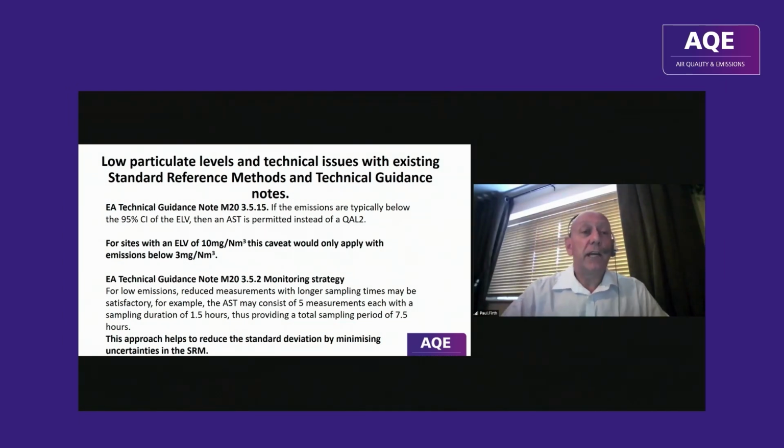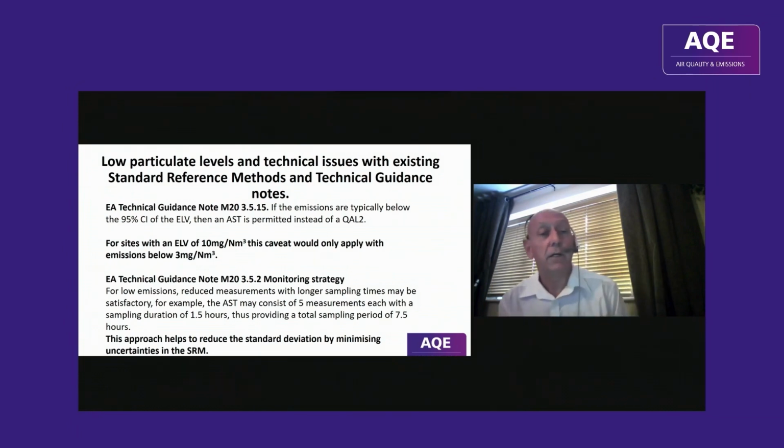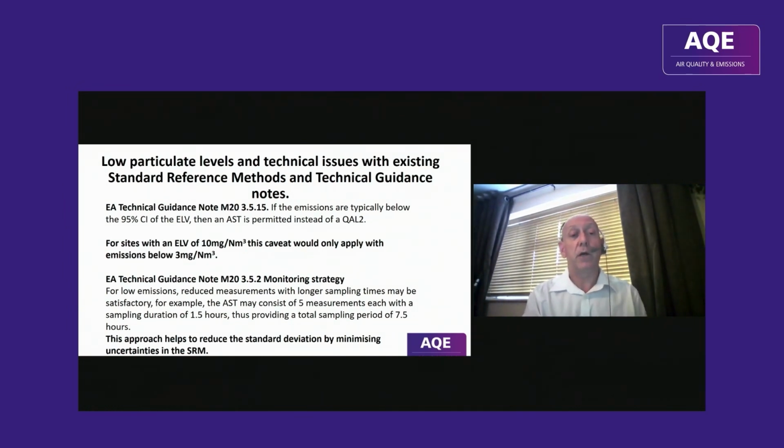So just moving on, to confirm, there is a caveat within Environment Agency Technical Guidance Note M20 that if your emissions are typically below 95% confidence intervals at the ELV, then the AST is permitted instead of a QAL2. To expand on this, Environment Agency Technical Guidance Note M20 section 3.5.2, monitoring strategy, states for low emissions, reduced measurements with longer sampling times may be satisfactory. For example, the AST may consist of 5 measurements each with a sample duration of 1.5 hours, thus providing a total sampling period of 7.5 hours. This approach helps to reduce the standard deviation by minimizing uncertainties in the SRM.